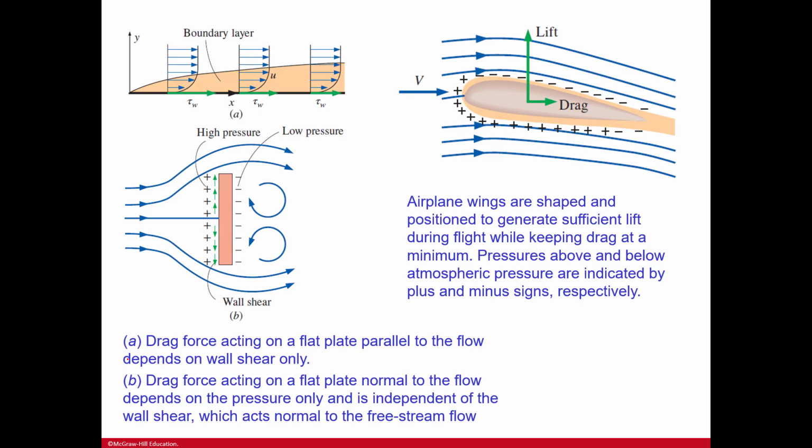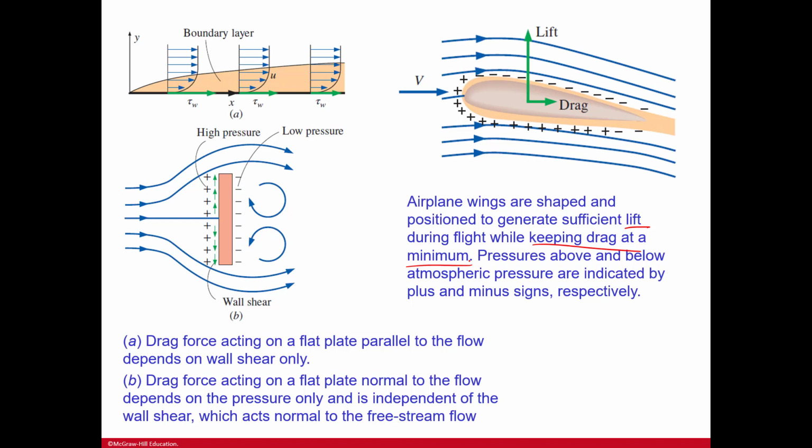So here is another depiction of that airplane wing. They're shaped and positioned to generate sufficient lift during flight while keeping drag at a minimum. So this is where we want the lift, but we're trying to minimize the amount of drag, right? Because we know that that's going to require, like in the car, more horsepower. It's going to require more energy. It's going to require more fuel, things like that.